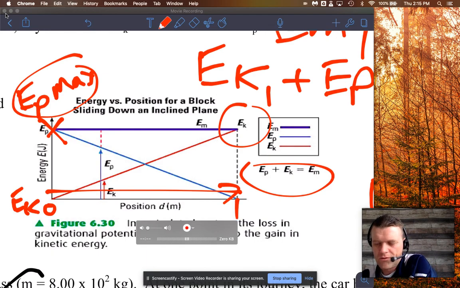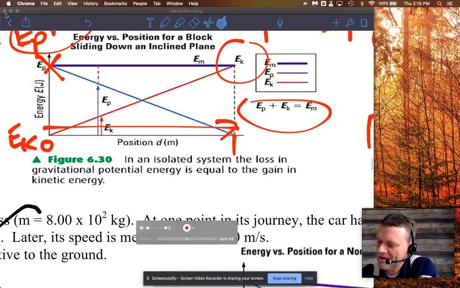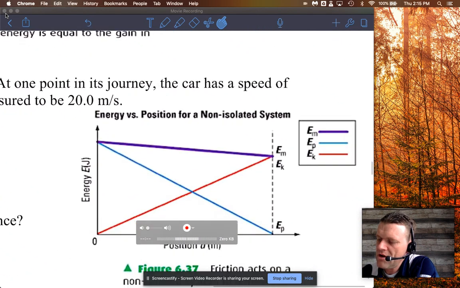A pretty straightforward conversion. Unfortunately, that was going to be one of the labs we were going to do in class, but you can't do it because you're not at class. So that's too bad. Now, here's the non-isolated system.